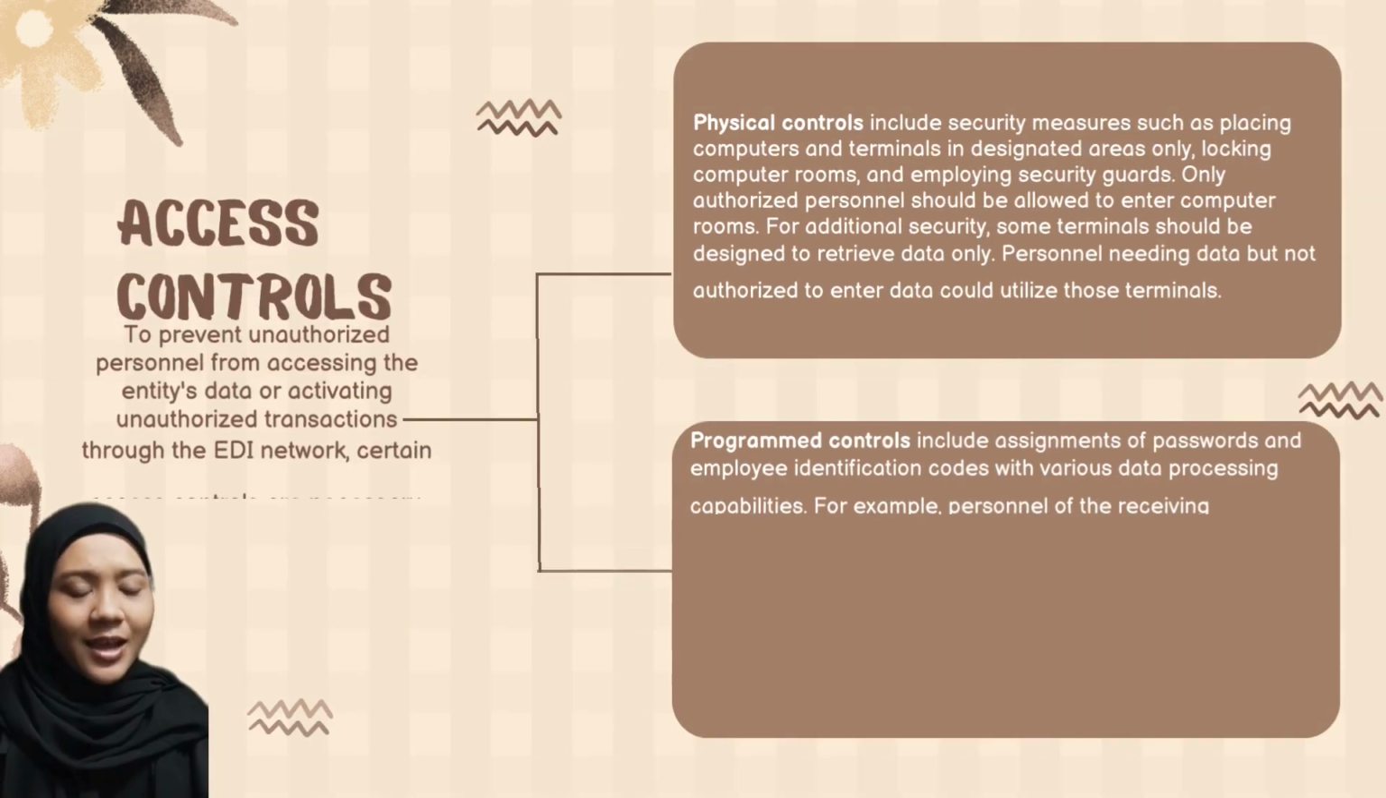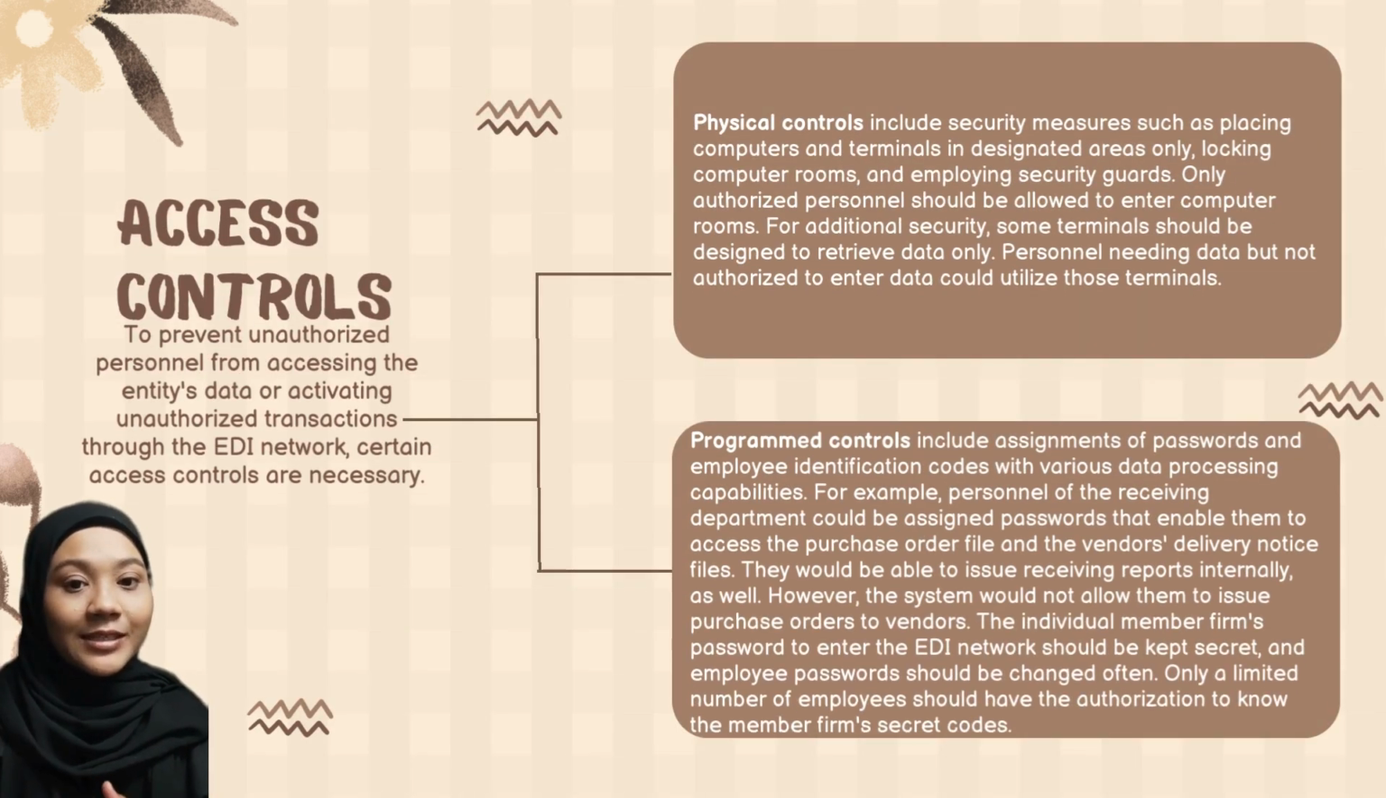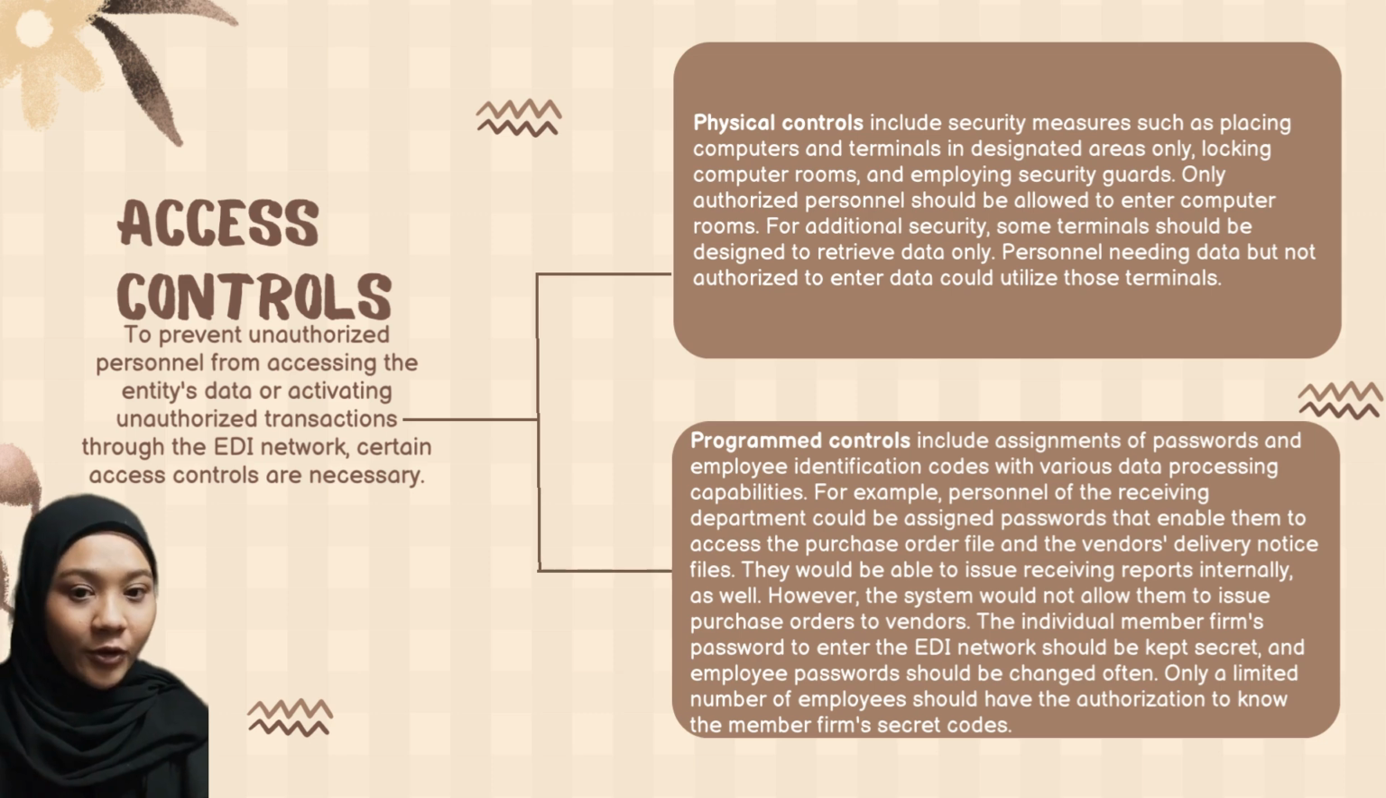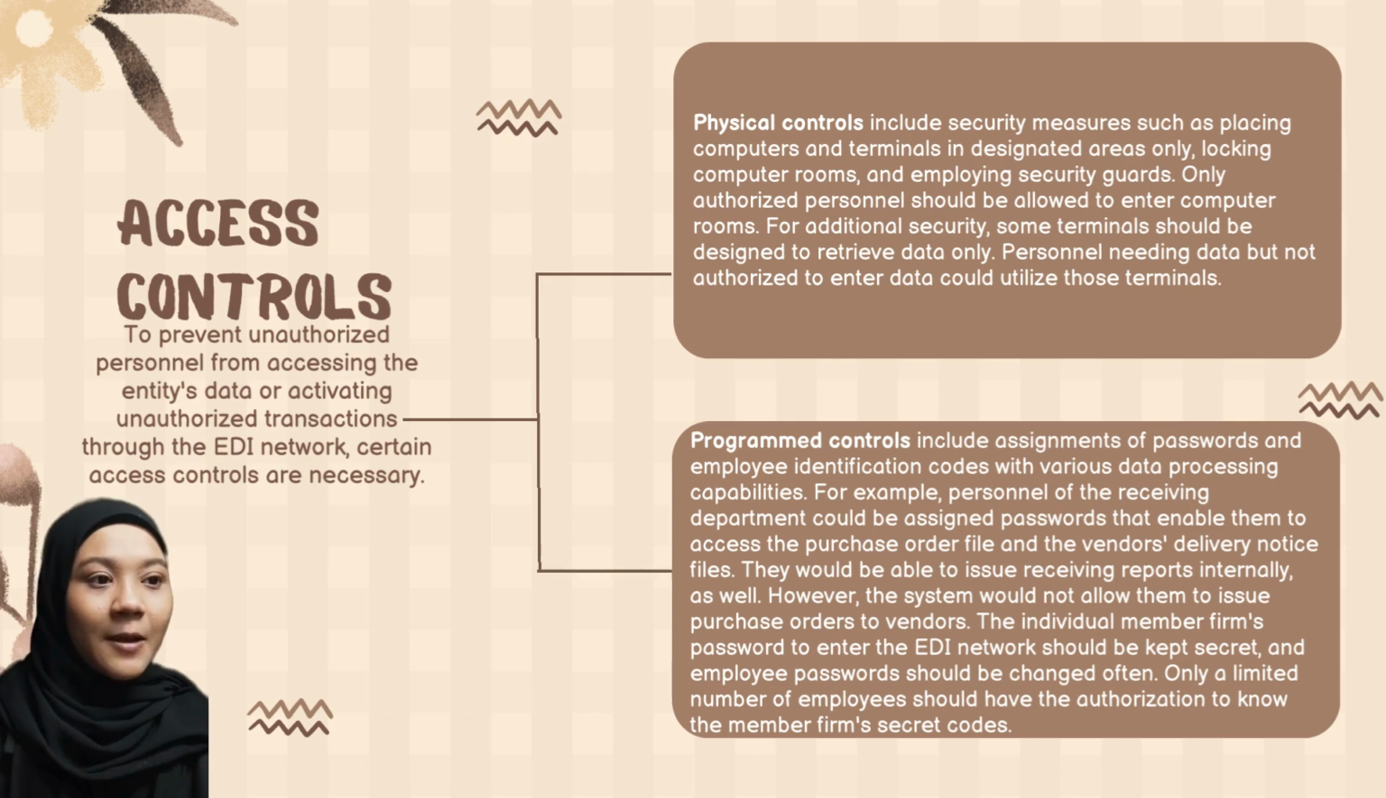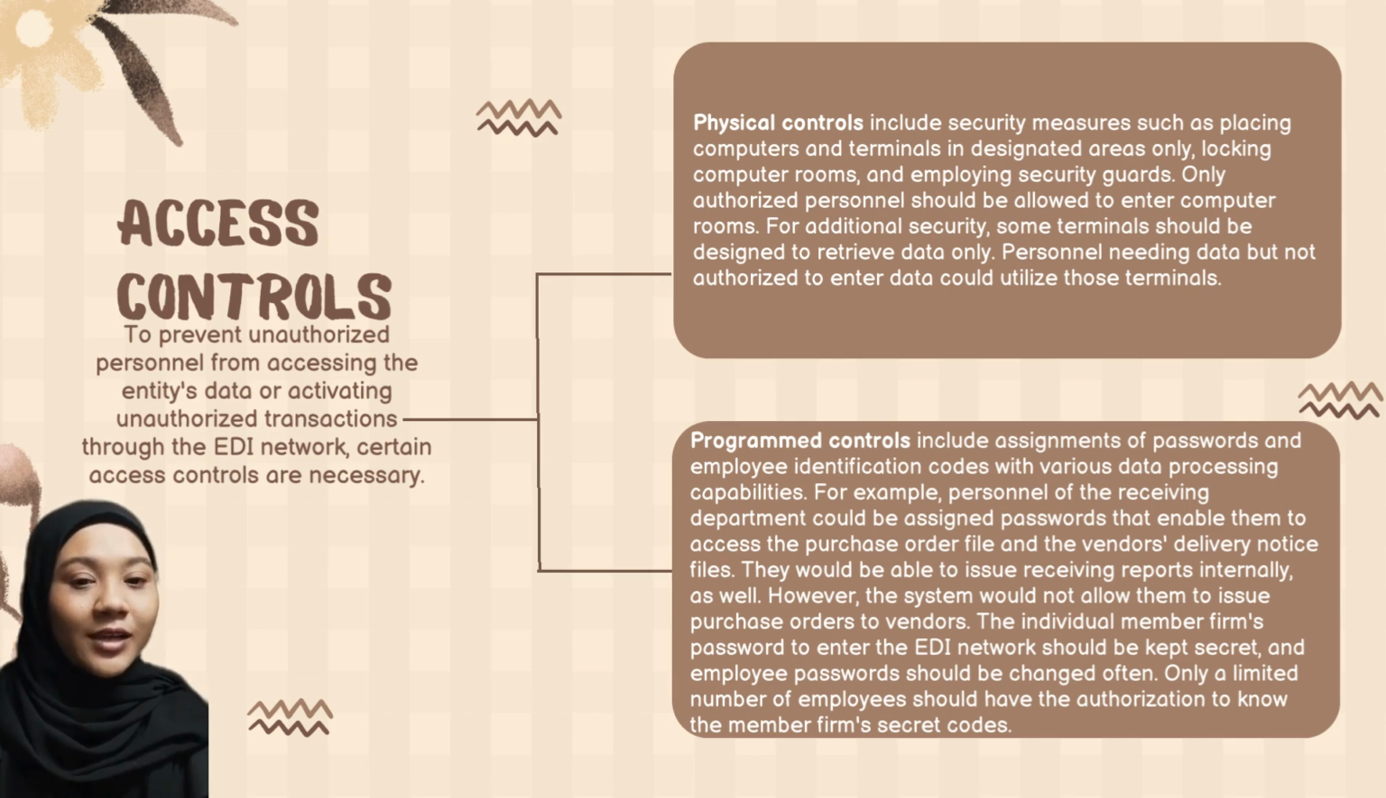Next part is access control. Access control is to prevent unauthorized personnel from accessing the activity data or activating unauthorized transactions through the EDI network. Certain access controls are necessary, and access control has 2 types. The first one is physical control and the second one is program control. Physical control includes security measures such as placing computers and terminals in designated areas only, locking the computer room, and employing security guards. Only authorized personnel should be allowed to enter the computer room. For additional security, some terminals should be designed to retrieve data only. Personnel needing data but not authorized to enter data could utilize those terminals.